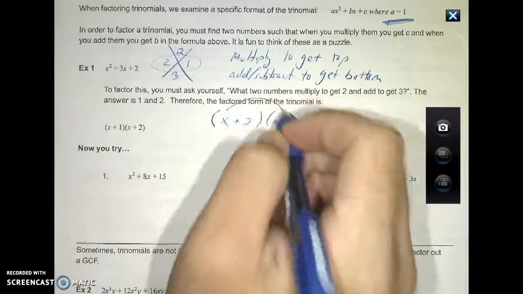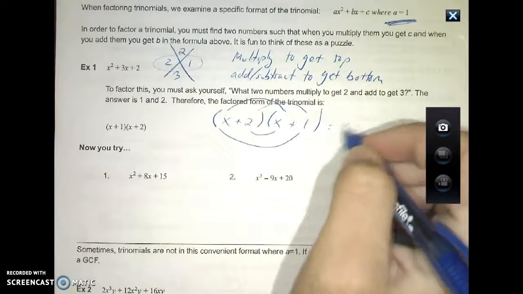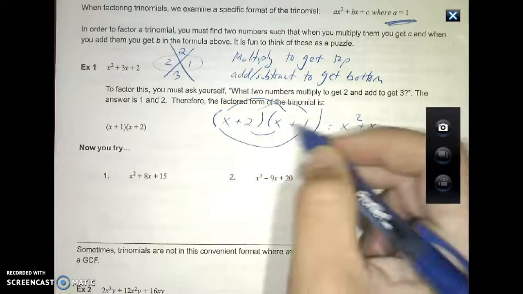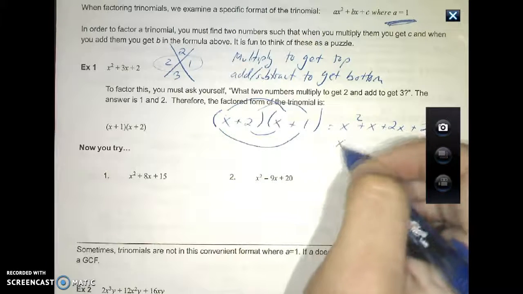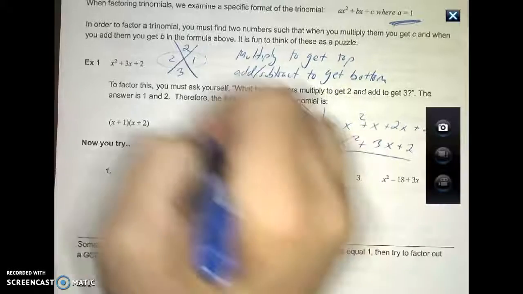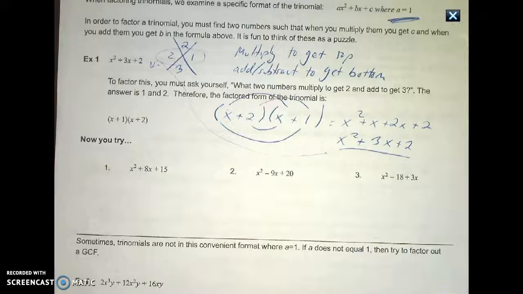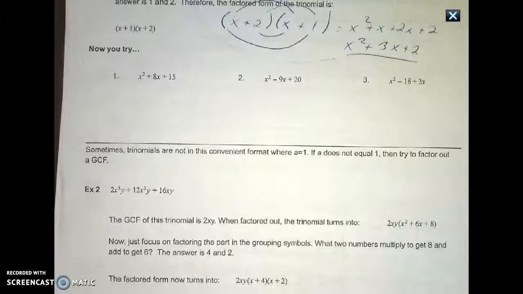Now, what is factoring exactly? If I FOIL this back out, x times x gives me x squared, x times 1 gives me 1x, 2 times x gives me 2x, 2 times 1 gives me 2. Wouldn't you know it, I end up getting exactly what I did to start with. Factoring and FOILing are the opposites of one another, so it's a good way to check yourself if you need to.